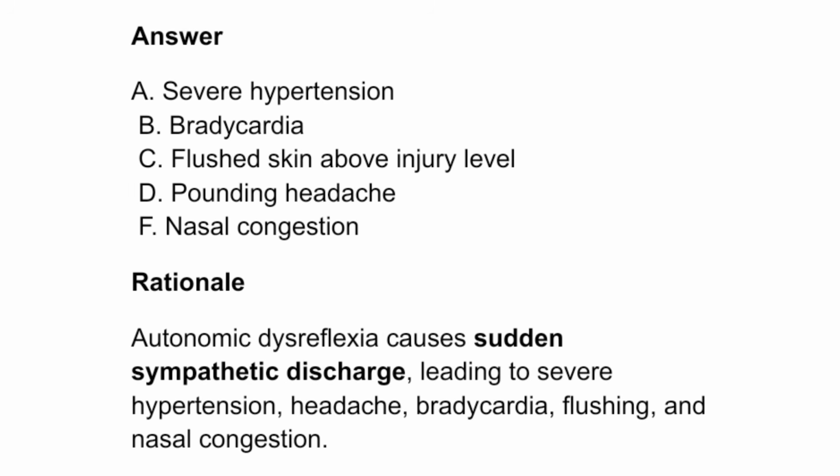Severe hypertension. B. Bradycardia. C. Flushed skin above injury level. D. Pounding headache. F. Nasal congestion. Rationale. Autonomic dysreflexia causes sudden sympathetic discharge, leading to severe hypertension, headache, bradycardia, flushing, and nasal congestion.